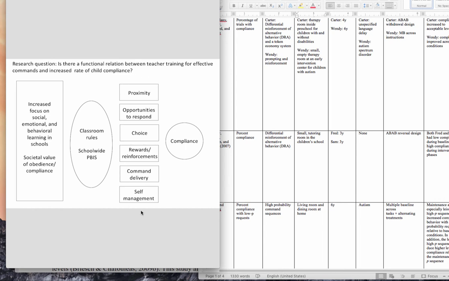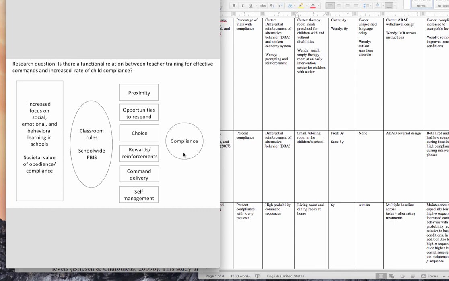Then you are going to tell me about the different independent variables that have been used to increase or decrease your dependent variable. You're just going to give me a short paragraph. Then you're going to tell me the one that you're focusing on. So if you're focusing on command and delivery, then you are going to write a paragraph about how command and delivery is defined, how it has been used, and how effective it has been on either increasing, or in this case, increasing the behavior of compliance.